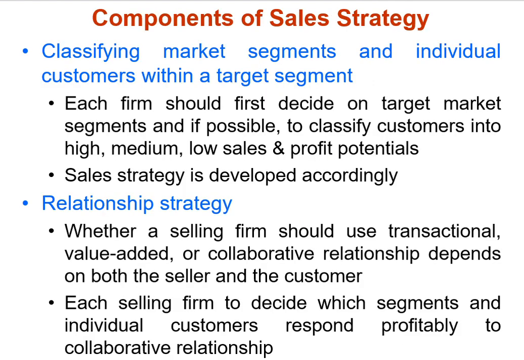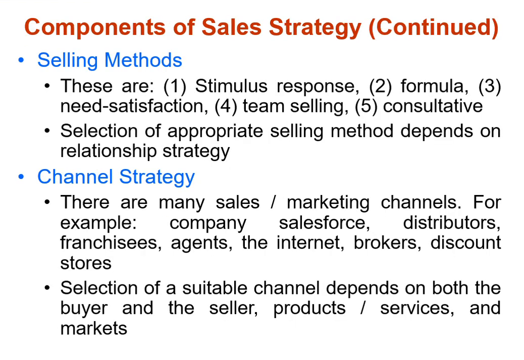Component of sales strategy: classifying market segments and individual customers. Within a target segment, each firm should decide on target market segments and, if possible, classify customers into high, medium, low sales and profit potentials. Since the strategy is developed accordingly, the relationship strategy, whether a selling firm should use transactional, value added or collaborative relationship, depends on both the sellers and the customers. Each selling firm decides which segment, who is the individual customer, how they are responding, what is a collaborative relationship, all that is important.